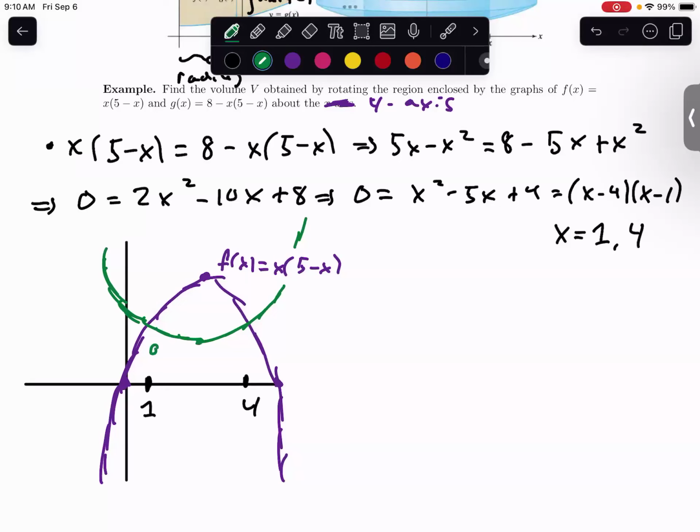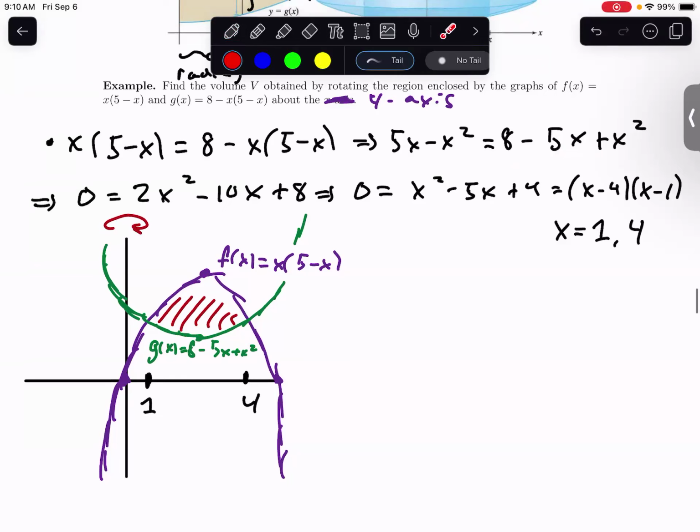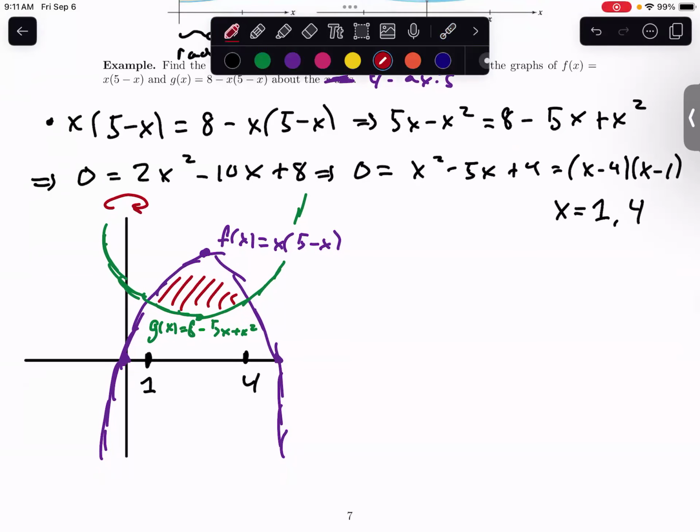And so this green function is our g of x, which I'm going to write in terms of the expanded form. So this is 8 minus 5x plus x squared. And so we're taking this region and then we're rotating it about the y-axis. And so we end up getting the following shape. It's what's called a torus. So it's going to look something like this.